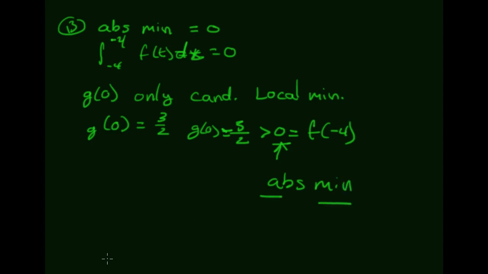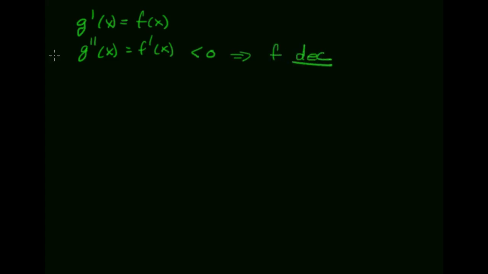All right, so let's look at part C of the problem. When am I concave down? All right, so let's think about this. G prime of x, by the fundamental theorem of calculus, has to be f of x. G double prime of x is the derivative of f. So if the derivative of f, we want to know when this is less than 0. This means that f is decreasing. So the second derivative of g will be less than 0 when f is decreasing.